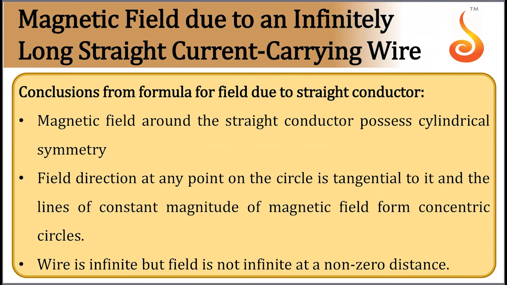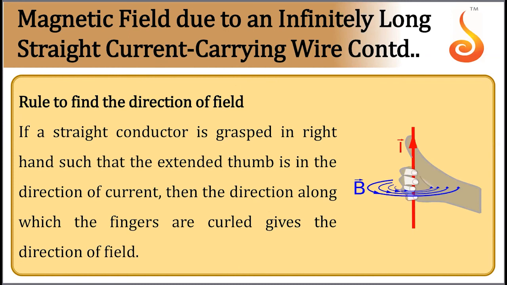Note this rule to find the direction of magnetic field. If a straight conductor is grasped in the right hand such that the extended thumb is the direction of current, then the direction along which the curled fingers point gives the direction of the field.